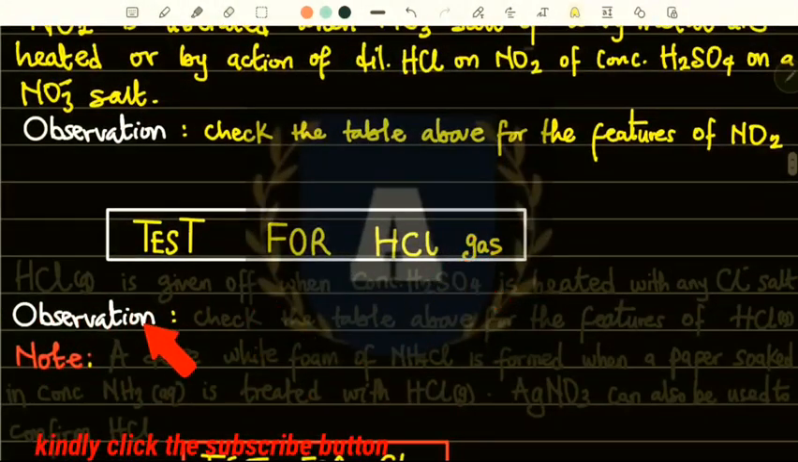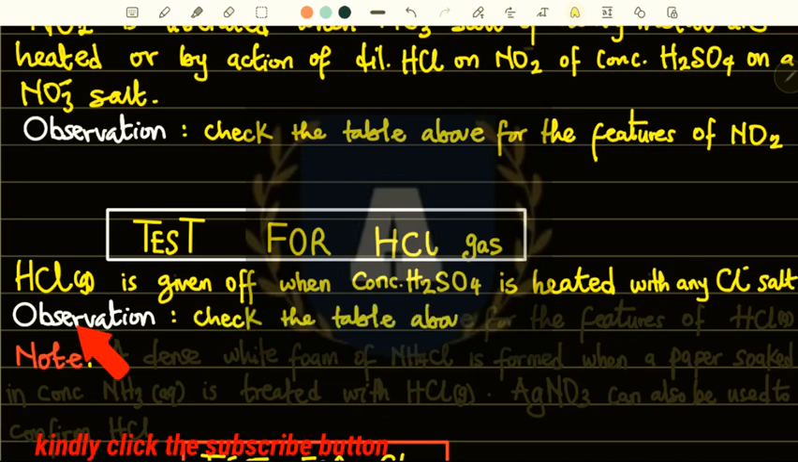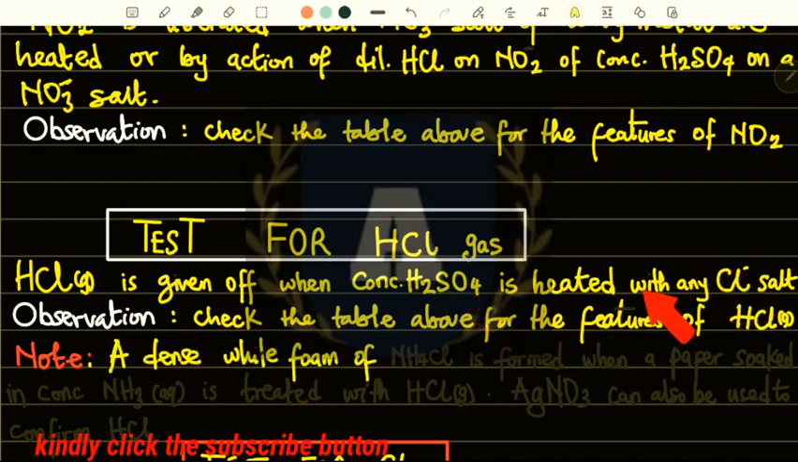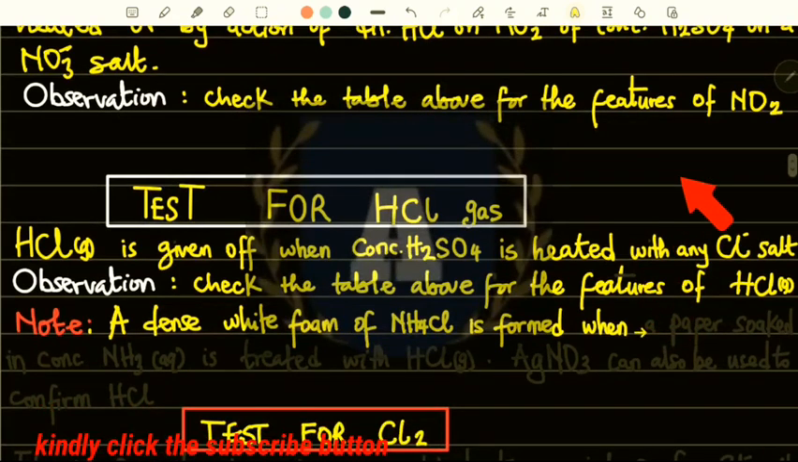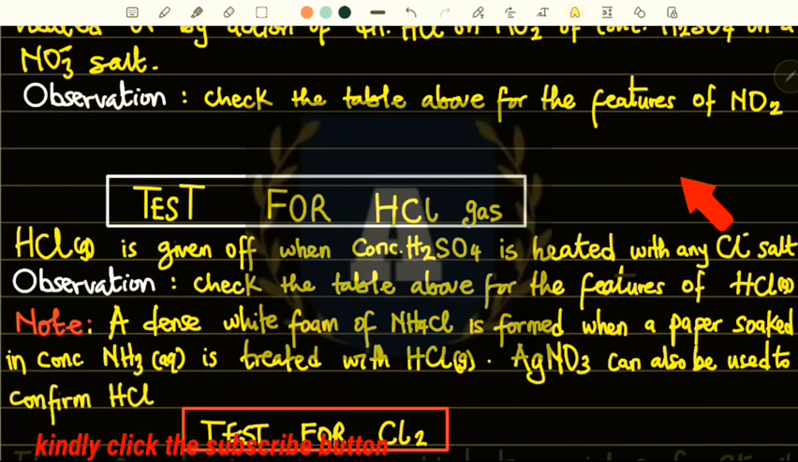The next is hydrochloric acid. As for hydrochloric acid gas or hydrogen chloride gas, it is actually liberated when conc H2SO4 is heated with a chloride salt. So when you check the table above, you see the features of what will happen after conc H2SO4 is heated with a chloride salt. Then we are asked to notice that a dense white film of ammonium chloride is formed when a paper soaked in conc ammonia solution is treated with that. Then also silver nitrate can be used to confirm HCl. Very essential for you to note that.